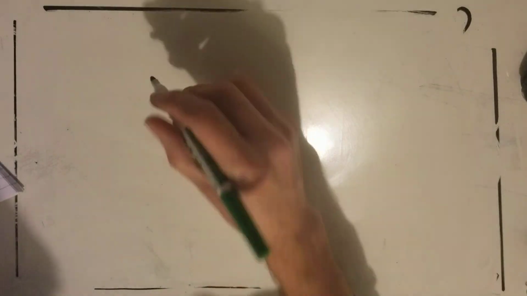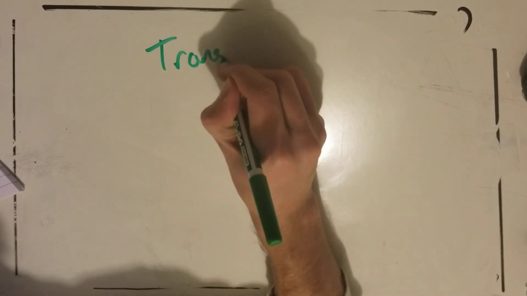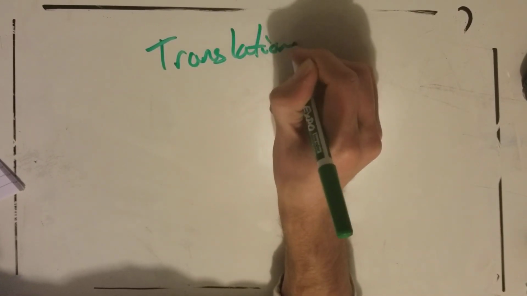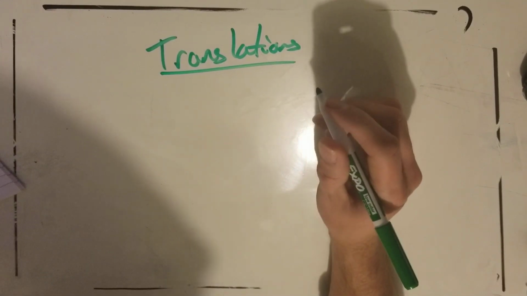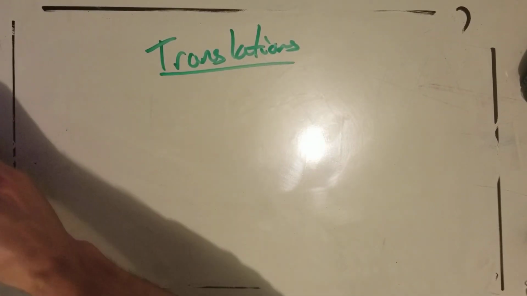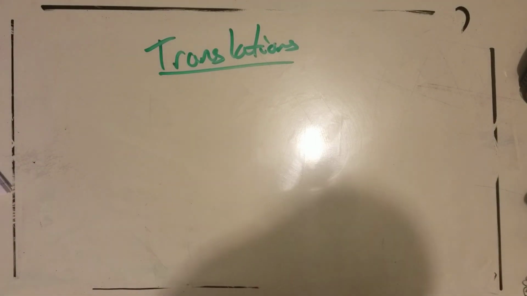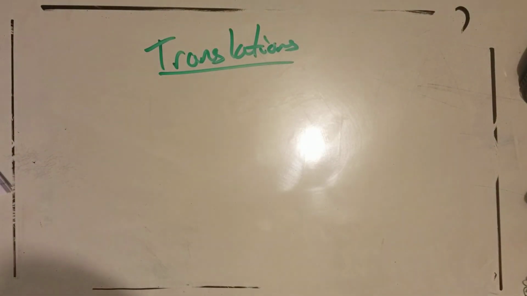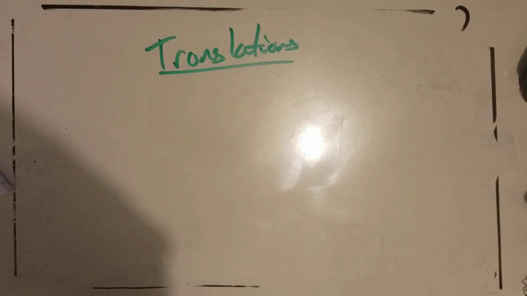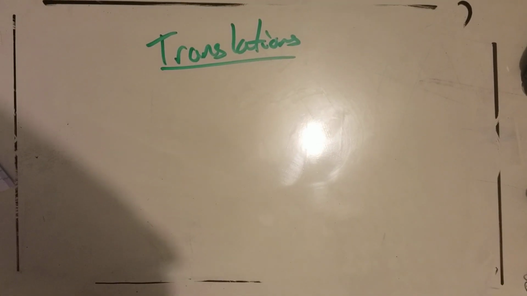Alright, so translations. With translations, this is what we started on Friday. Translations, we've talked about in the past, and this is slide 7 on that slide presentation. We defined it as a function that maps each point of a pre-image to an image along a vector.